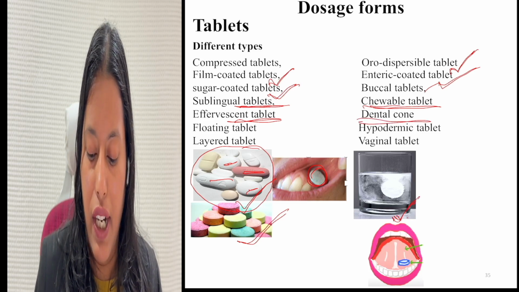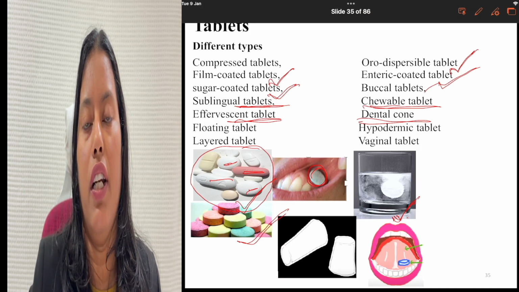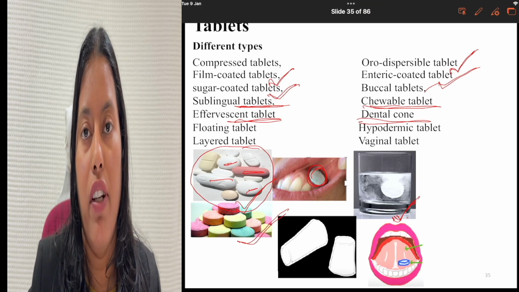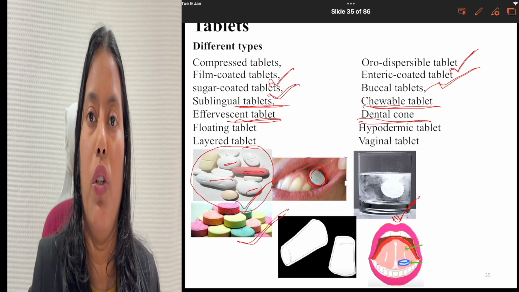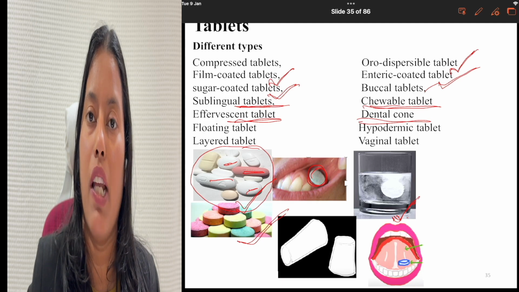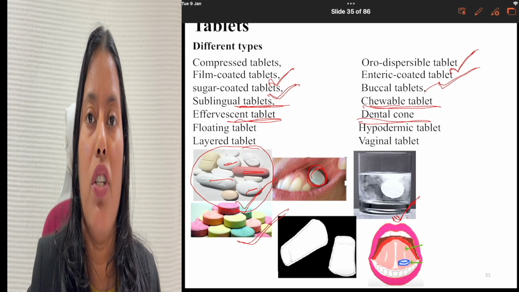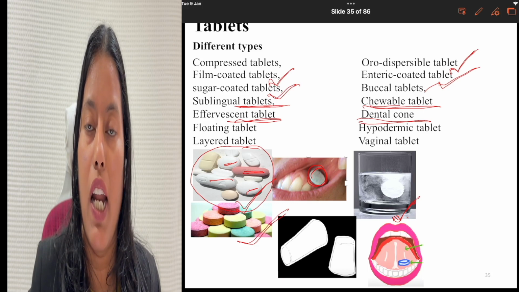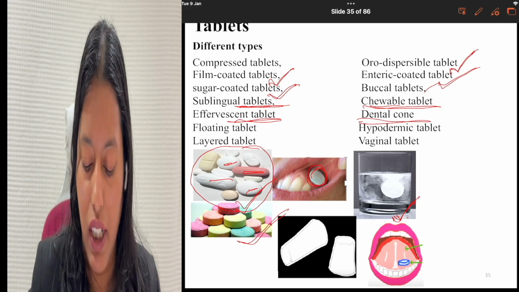Next you have is the dental cone. So dental cones are inserted into the cavity where the tooth is extracted. They undergo subsequent erosion by the action of mouth saliva and water, and they help in prevention of multiplication of microorganisms at that particular area where the tooth is extracted.